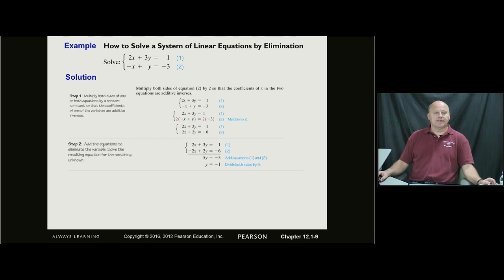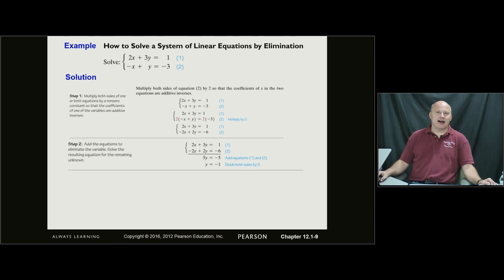So look what you get. You get 5y equals negative 5. That's chapter 1, section 1 again. Okay, so that's just solving a linear equation. So 5y equals negative 5, divided by 5, y becomes negative 1. Okay, so that's the trick. This is why it's called the elimination method.